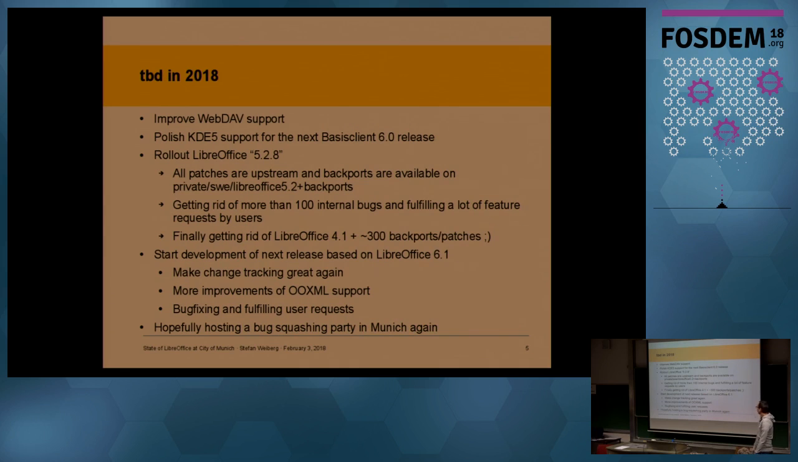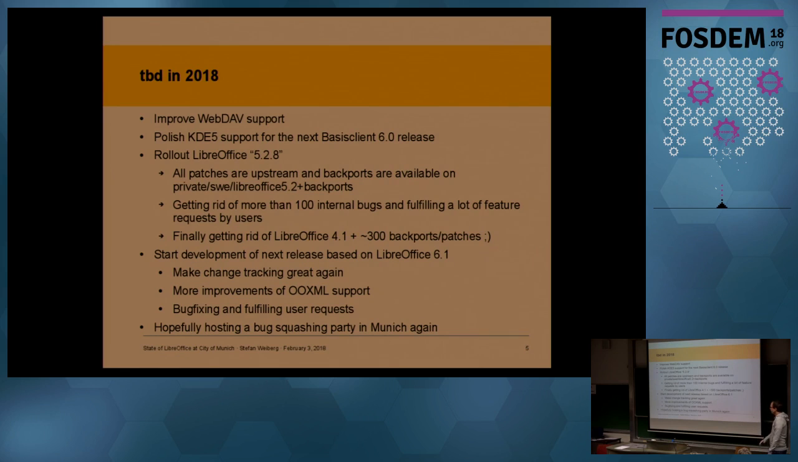And what is to be done in 2018? We want to improve WebDAV support, polish the KDE5 support for the next Basis Client 6.0 release, which does use KDE5. We also want to roll out LibreOffice 5.2.8. All patches for this version are upstream, and backports are also available on our private branch.